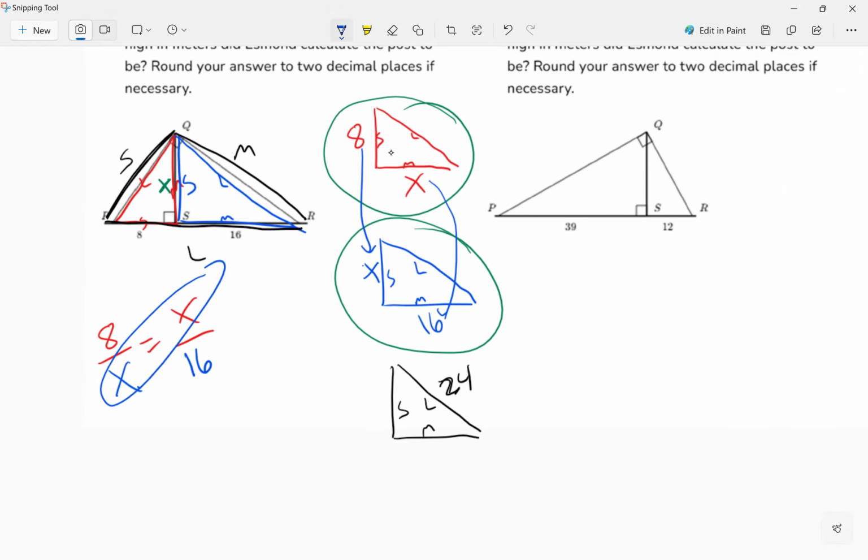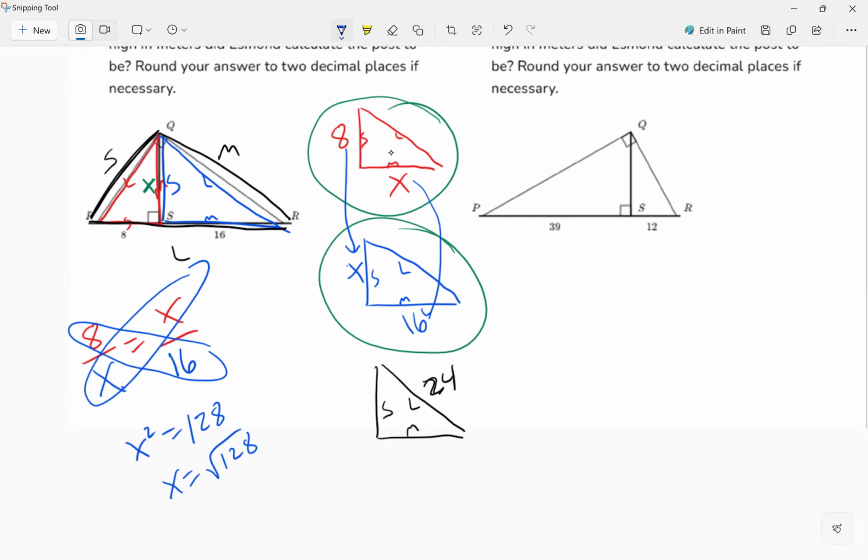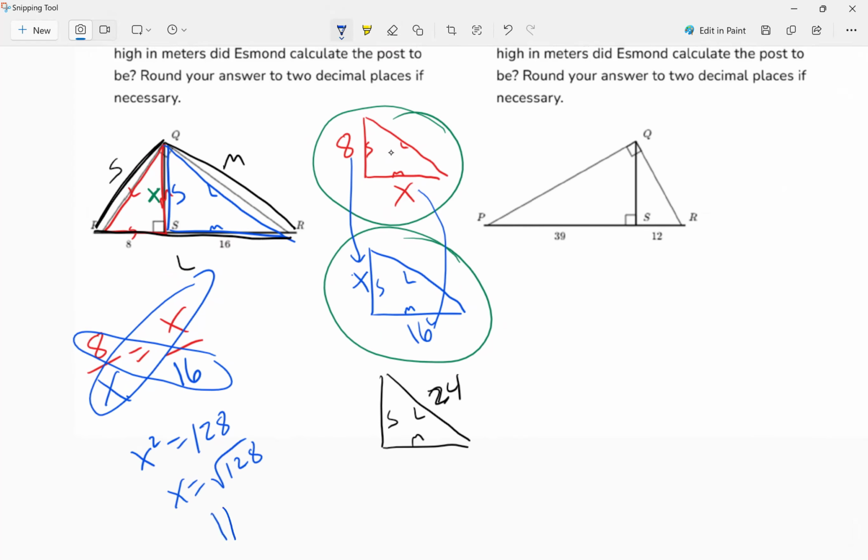Let me cross multiply it. X times X gives me X squared. 16 times 8 is 128. So X must be the square root of 128. I'm not going to go back to showing the calculator because I showed you guys earlier how to do it. So I'm just going to type in the square root of 128. According to my calculator, rounded to 2 decimal places, I'm going to call this 11.31.